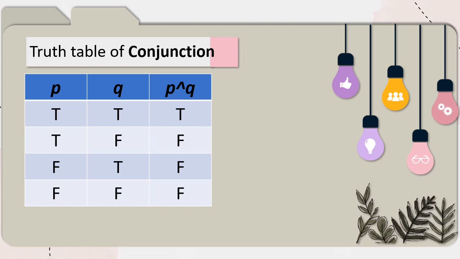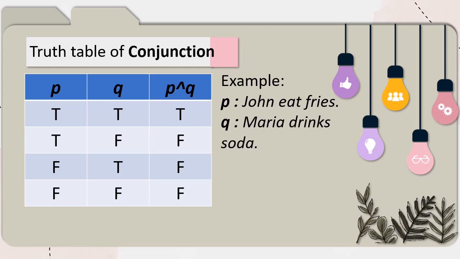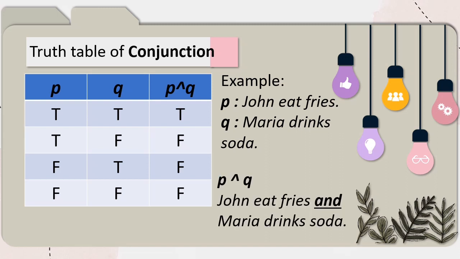So let's have an example. John eats fries is your first statement, and Maria drinks soda is your second statement. When you're converting the following conjunctive proposition into words, the solution is: John eats fries and Maria drinks soda. The and is your connective in that type of conjunction.